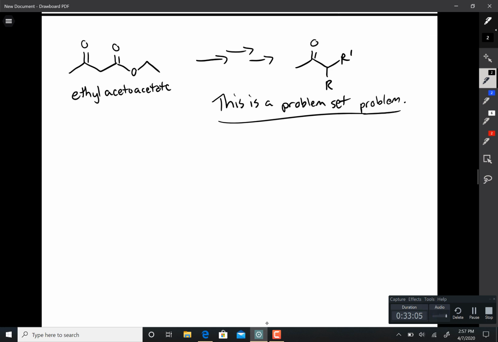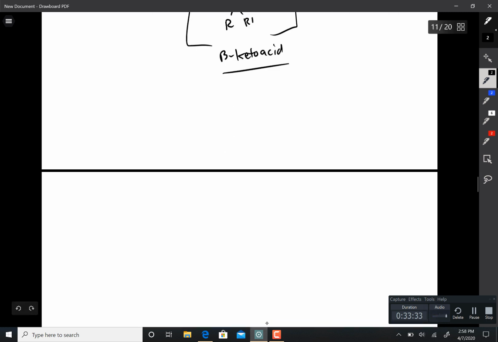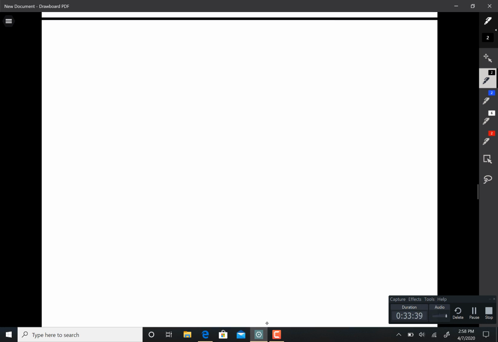Okay. And this goes via this intermediate, which is essentially another beta ketoacid. Okay. Now, I've got one other reaction to show.